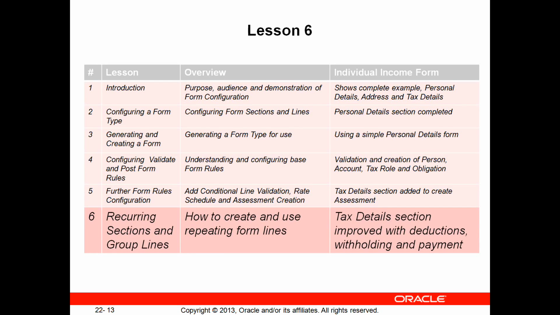In lesson 6, we're going to have a few topics, but the main one will be creating repeated form lines. And we'll see this as an example in the tax details section, where we want to have a deduction. And we can have multiple deductions, so multiple repeated lines of deductions, and we'll show you how that's done using a group line, a special type of form line. We'll also be adding in other form rules like withholding and creating payments.